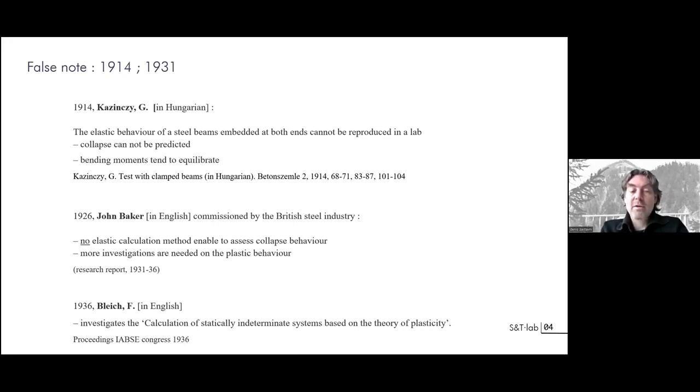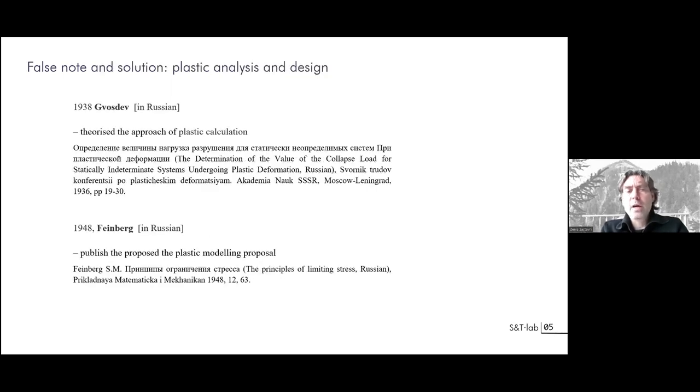In the following years, for instance, Blaish investigated the calculation of statically indeterminate systems based on the theory of plasticity, published at the IABSE Congress in 1936. A series of works was conducted in that way. The next chapter is in Russia, where Gvozdev in 1938 proposed a theory of plastic calculation. He discussed this in a conference in 1936, and his colleague Feinberg, again in Russian, published this proposal for plastic modeling that he had been developing with Gvozdev.